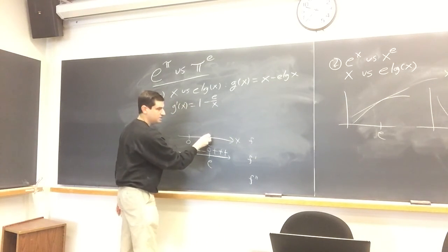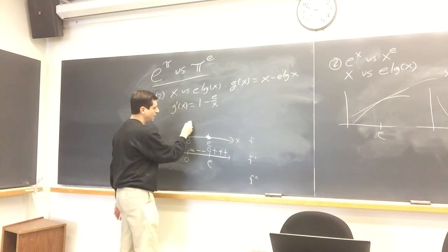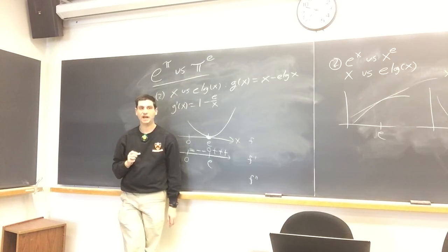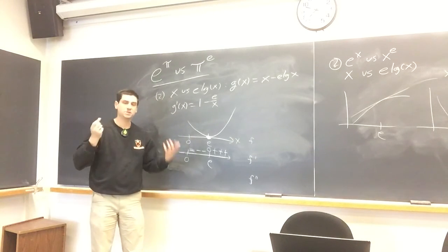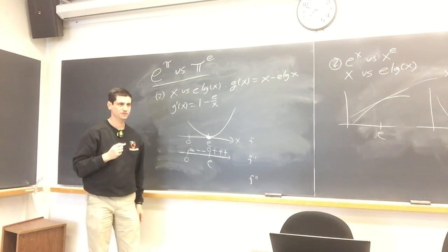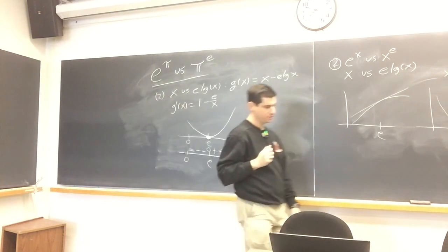So we know here it is 0. We just need that one point. And then we know the curve has to look something like this. And now we know e to the pi has to be greater than pi to the e. So this is the second approach.